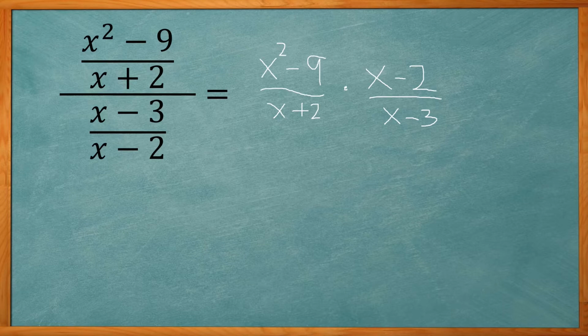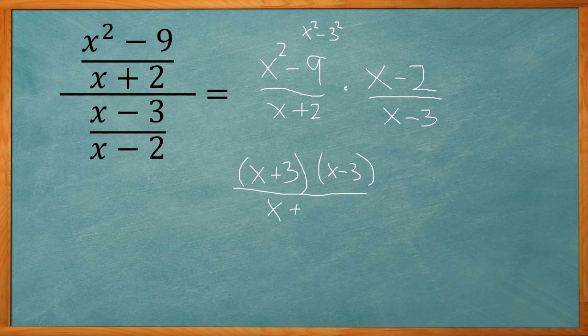When I see the x squared minus 9, I can see that's a difference of two squares: x squared minus 3 squared. Okay, and that becomes x plus 3 times x minus 3. Keep the denominator. Over here is still x minus 2 over x minus 3.